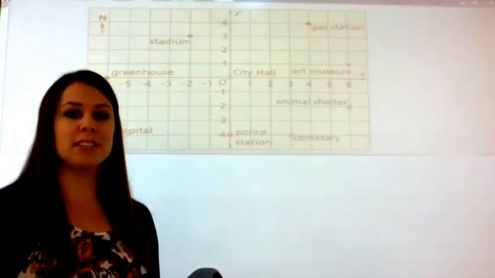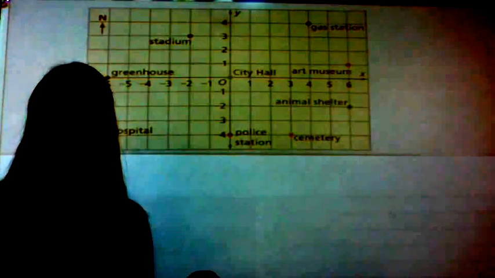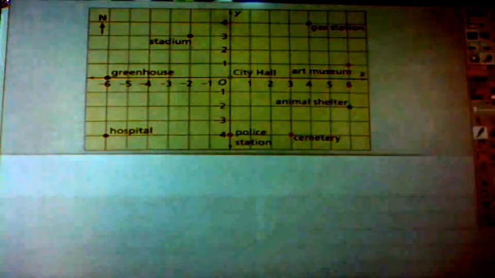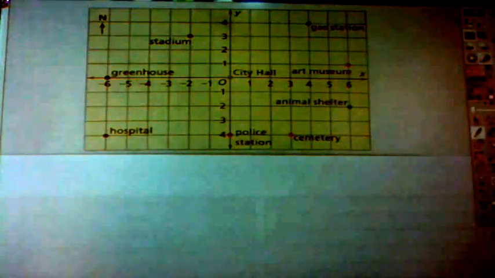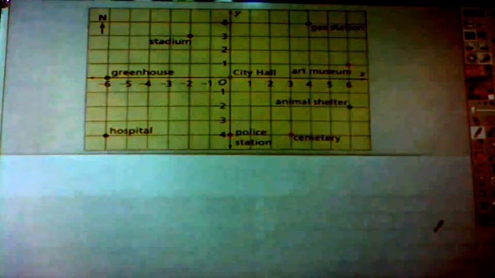Is there a difference between driving distance and flying distance? So that's what we're going to find out. I first want to apologize that the map is a little bit hard to see, but I will try my best to edit it and try to get it more clear for you all.